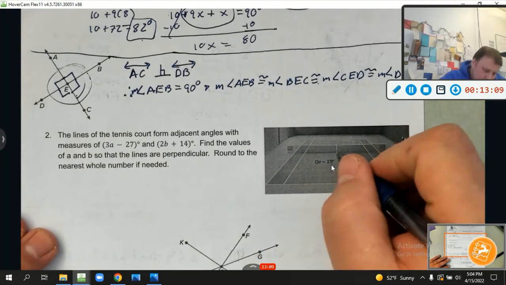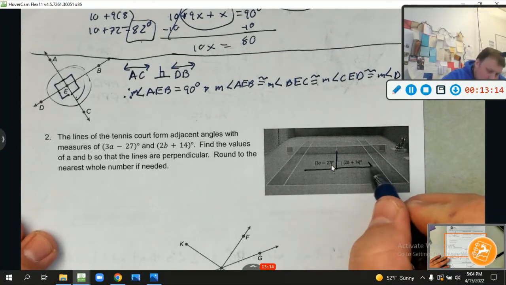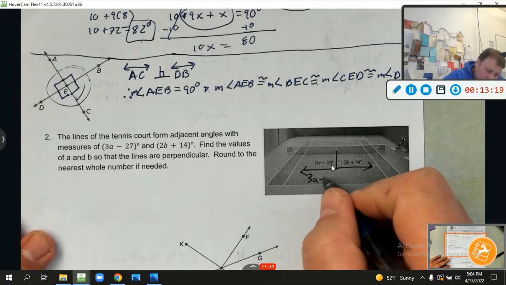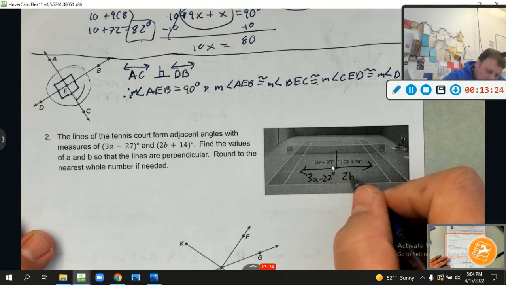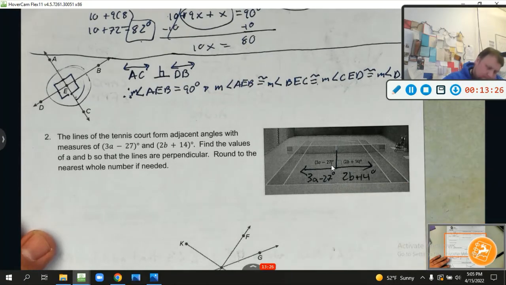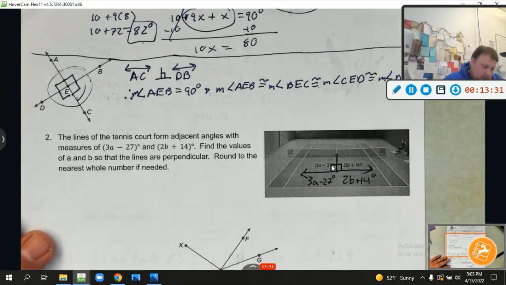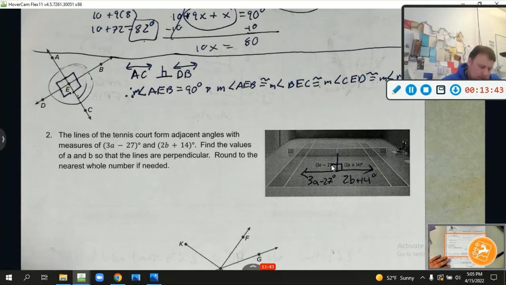It's kind of hard to see, so I'm going to help draw this. You should have a nice little figure that looks like that. And it's hard to read these. They should say 3a minus 27 degrees. And over here we have 2b plus 14 degrees. And both these lines are perpendicular. So let's read what it says. The lines of the tennis court form adjacent angles with a measure of 3a minus 27 degrees and 2b plus 14 degrees. Find the values of a and b so that the lines are perpendicular. Round to the nearest whole number.